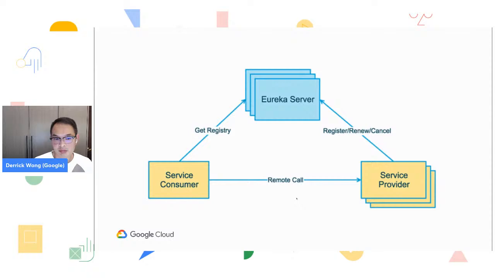But with Kubernetes, it is done out of the box. You don't need to configure anything for that. So for your Spring Boot applications, you have a consumer and a provider running on Kubernetes. You don't need to set up the Eureka server. Just use the native service name for that. That simplifies the deployment and the development a lot.